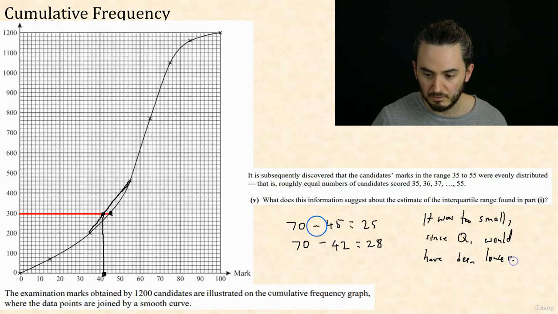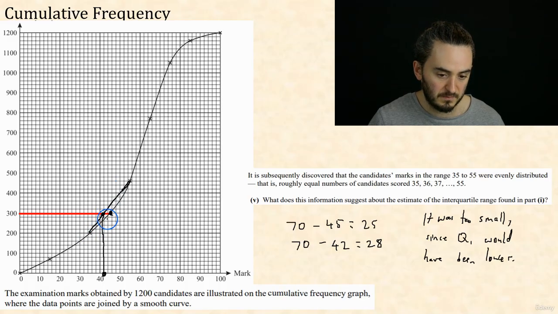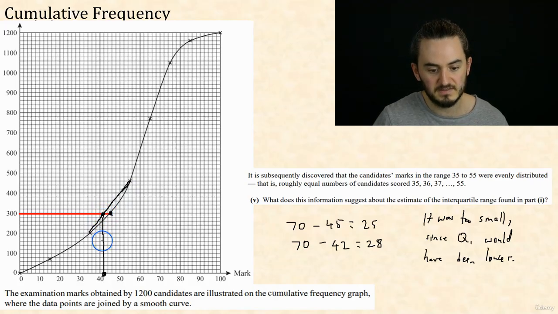And again, the reason it would have been lower is that if the students' marks were distributed evenly in this gap, it wouldn't have had this curve, it would have just been a straight line, and that would have pushed this intersection point back a little bit, giving us a slightly lower quartile, and that would have increased the interquartile range, and hence my estimate before was a little bit too small.